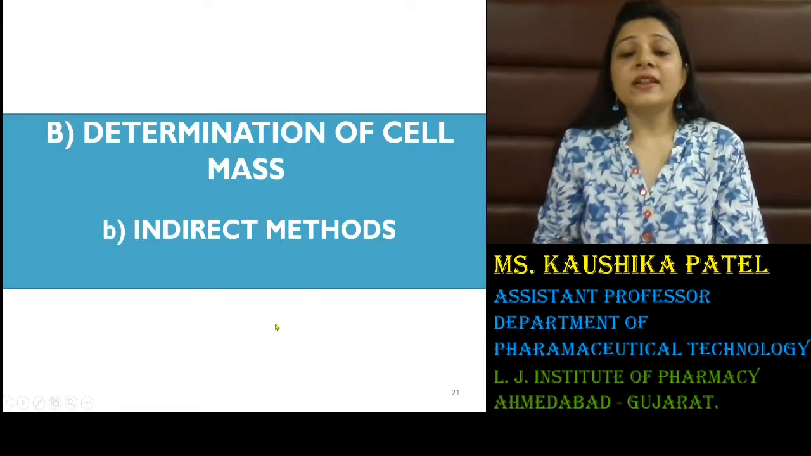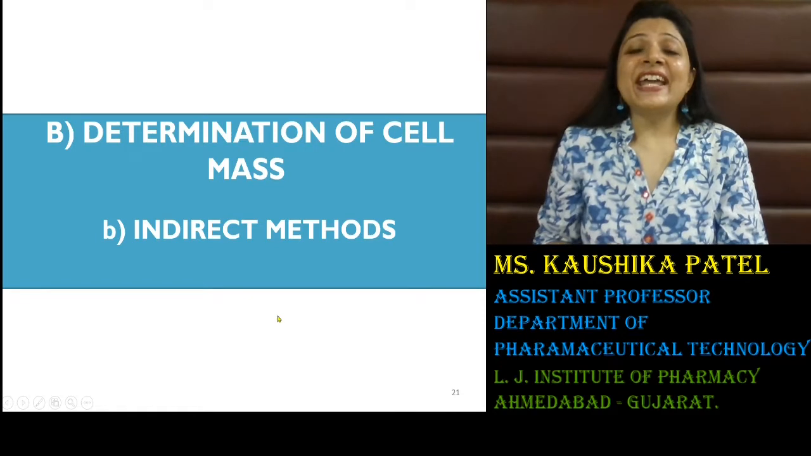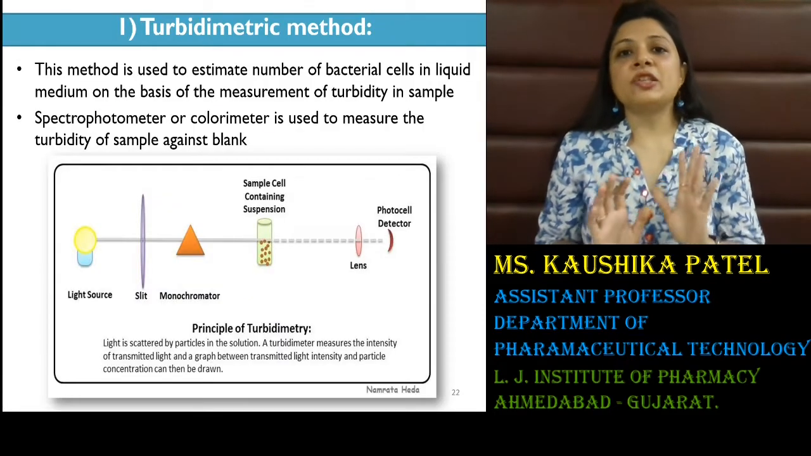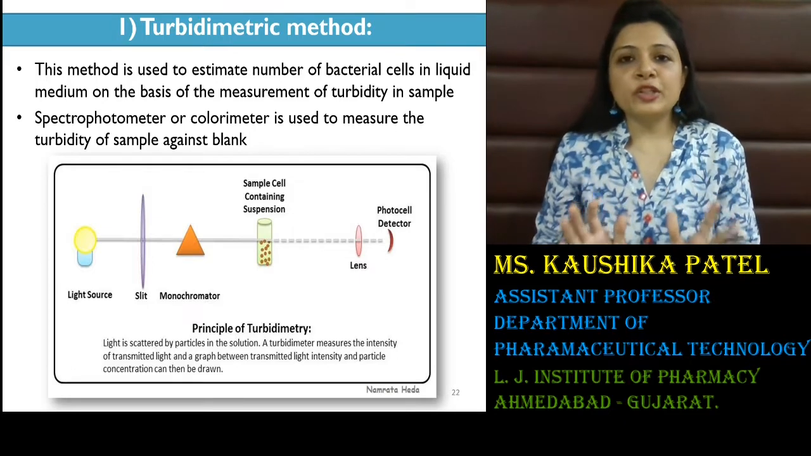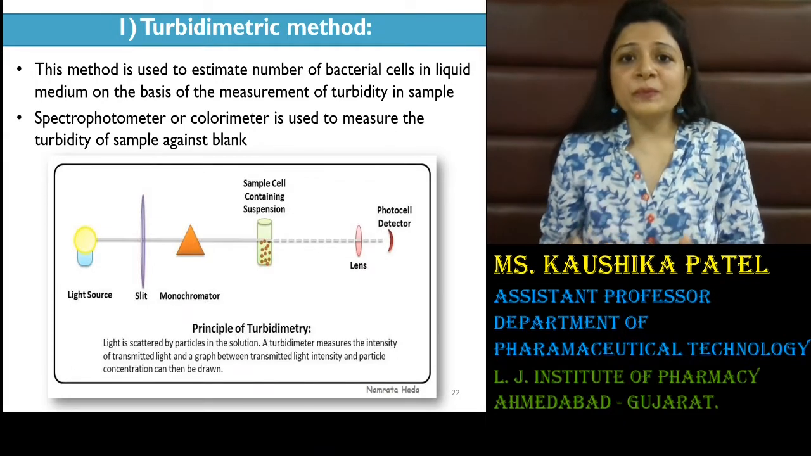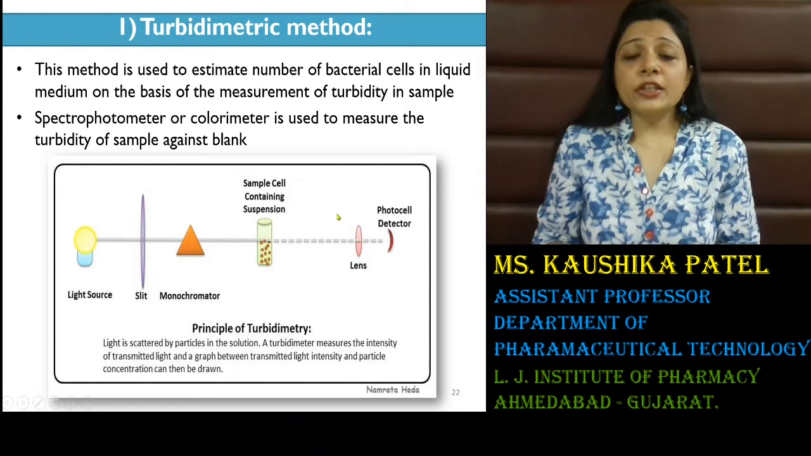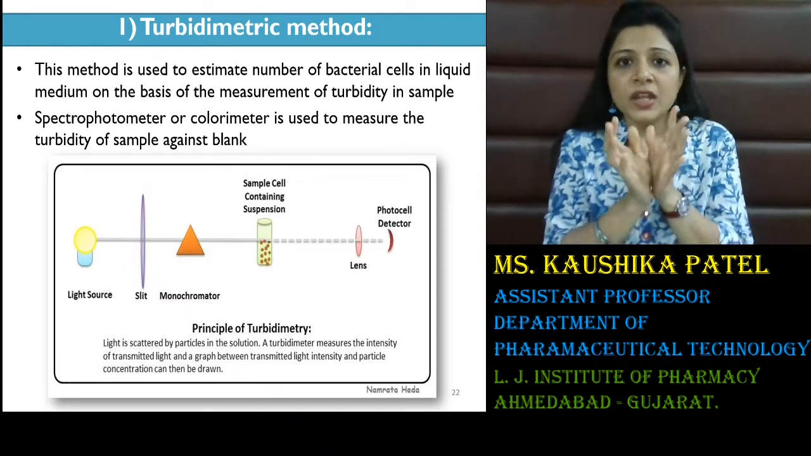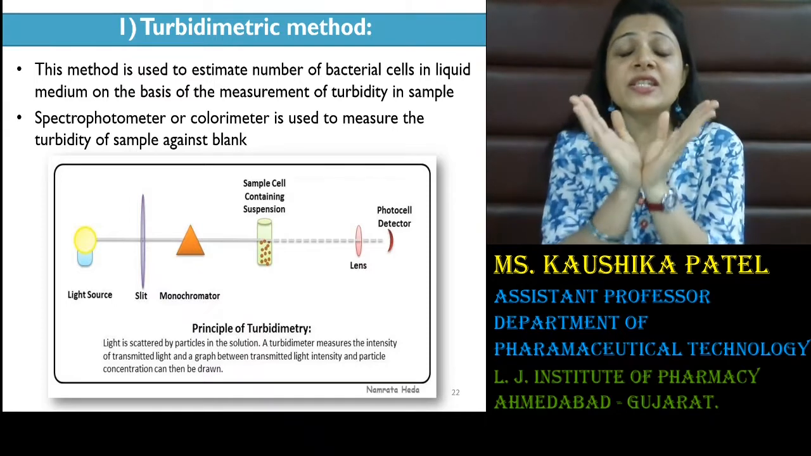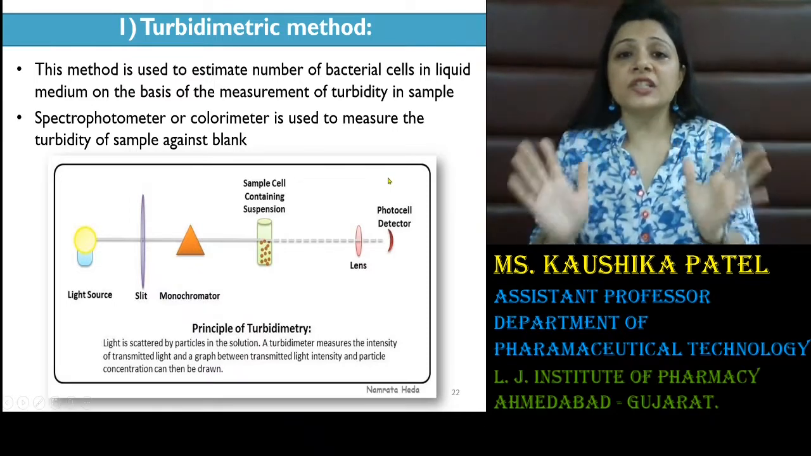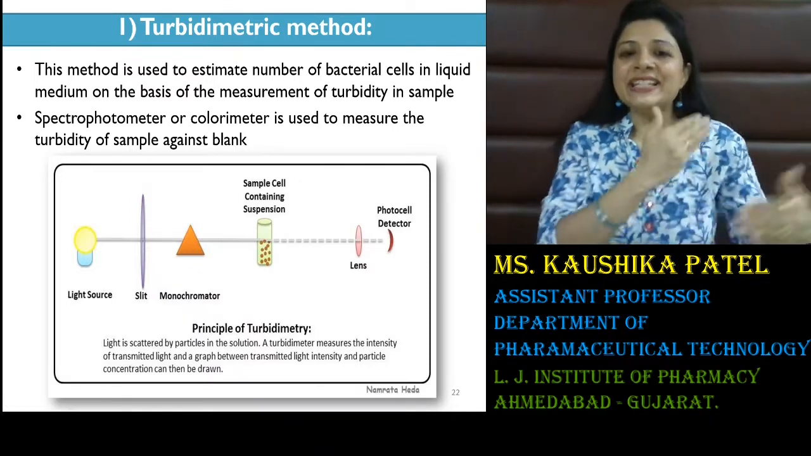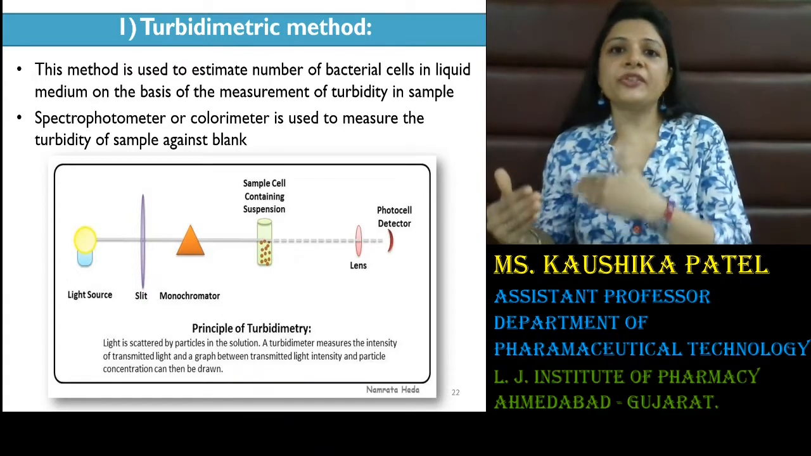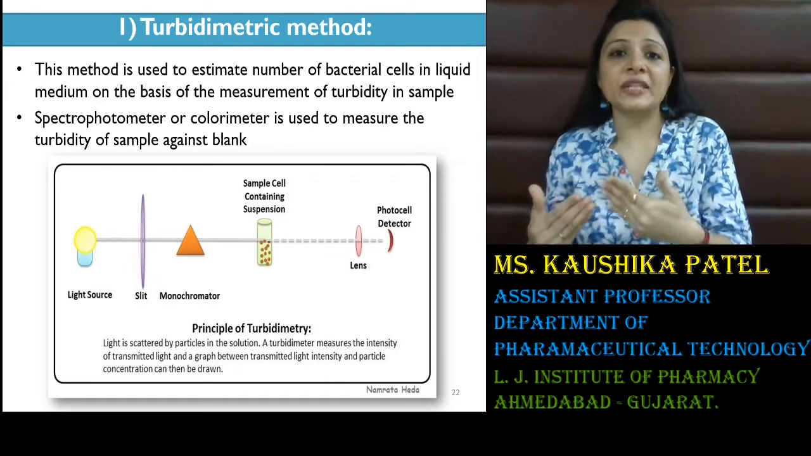Second important method is the indirect method for cell mass counting, that is the turbidimetric method. This method is very important from the exam point of view also. Here you have to measure the turbidity of the sample. Inoculation is done in liquid culture medium. In the plate count method, we require solid culture medium. In the turbidimetry method, we require liquid culture medium.